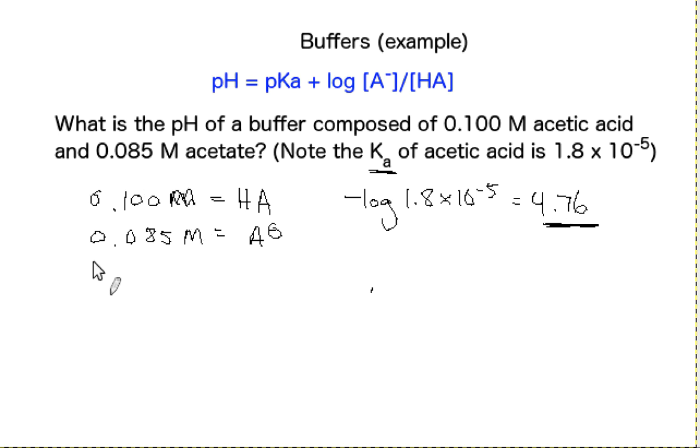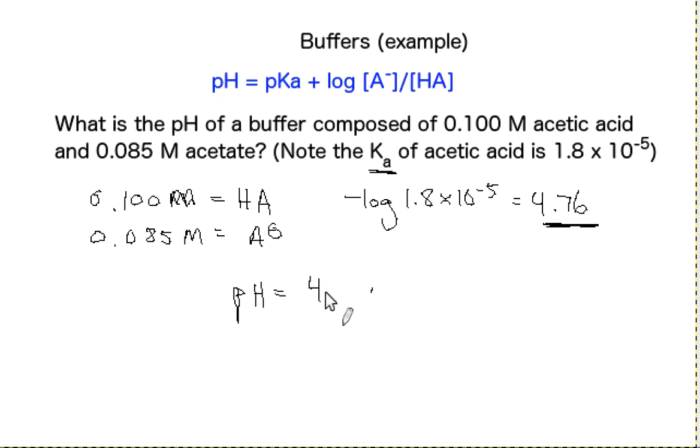Now, we know that we don't have an equal amount of each of these. We've got a little more acid than we do base. And so what does that mean? It means that this ratio is going to be a little less than 1. I'm going to be subtracting a number from the pKa, so the pH is going to be less than 4.76. We can calculate it really easy just by plugging stuff in.